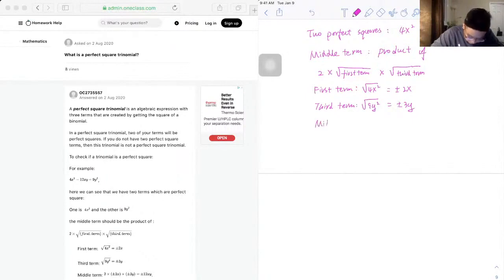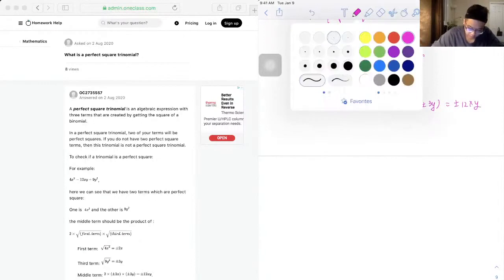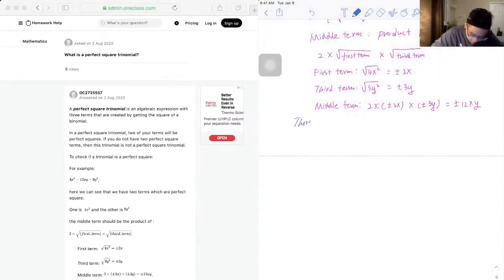Therefore, our middle term is 2 times positive or negative 2x times positive or negative 3y, which is positive or negative 12xy. So now we can write our conclusion. Therefore, 4x squared minus 12xy plus 9y squared is a perfect square trinomial.